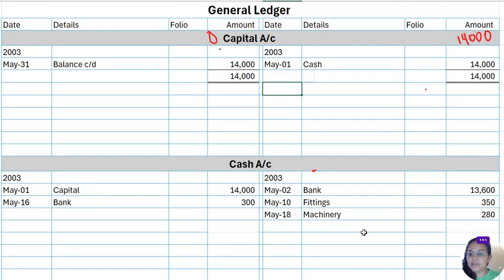Then on the opposite side from where you carried down your balance, so in this case you carried down on the debit side, on the opposite side, you will bring it down on the first day of the next month, which is June the 1st. Balance brought down. And how much is it? 14,000.